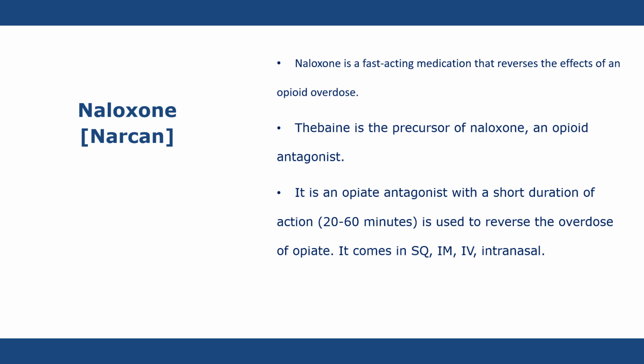Okay, so we are done with the opioids or narcotics, if you will, and now what can we do if you have a client who, either intentionally or accidentally, took too much of those medications? So we have a reversal agent, naloxone, Narcan. It's a fast-acting medication that will reverse the effect of opioid overdose. It is short-acting, so in other words, you may need to repeat the dose based on the amount of medication the patient took.